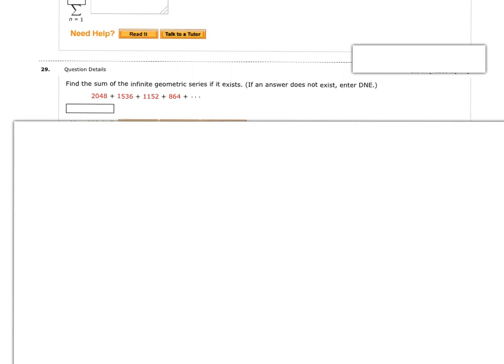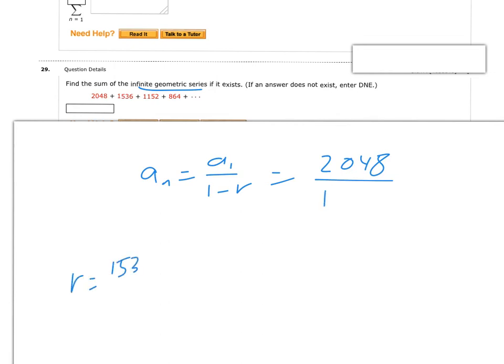All right, next up here, it says this is an infinite geometric series. So we're going to find the sum. And so that's going to be a1 over 1 minus r. So I know that a1 is 2048. And then r, I can always do any term divided by a previous term. So this one gives me 0.75, or if you'd rather use 3 over 4, that's fine. I'm just going to use 0.75 here.